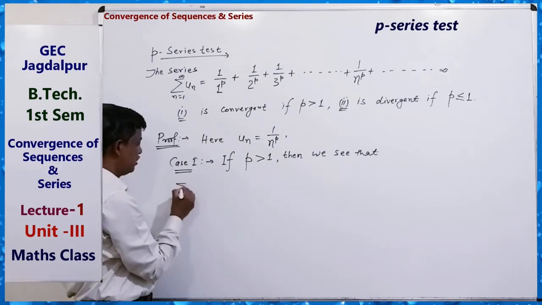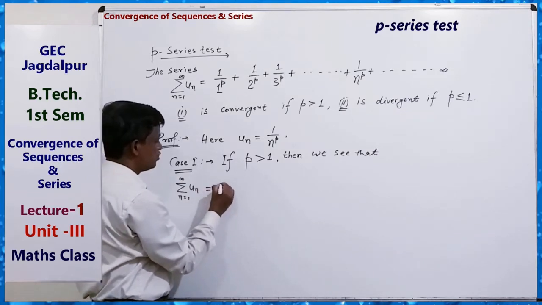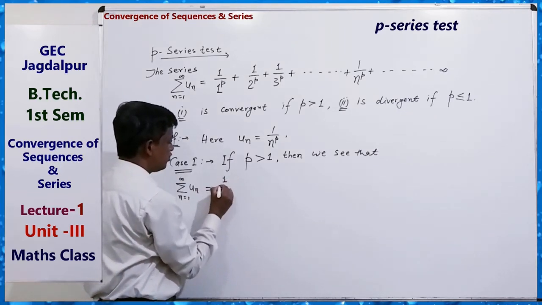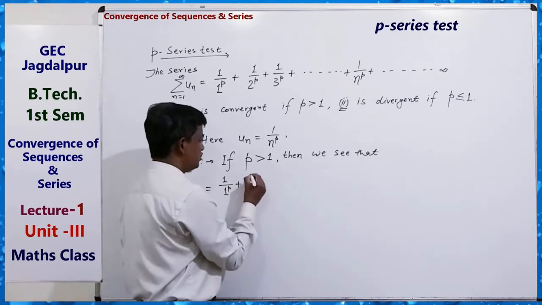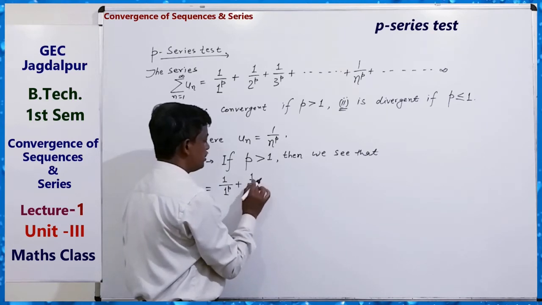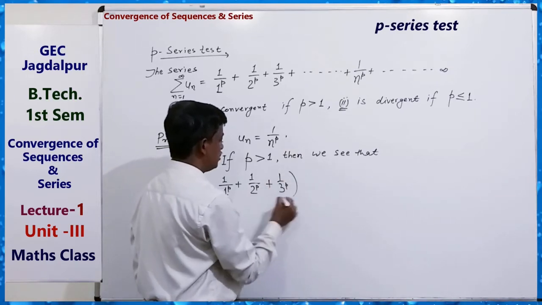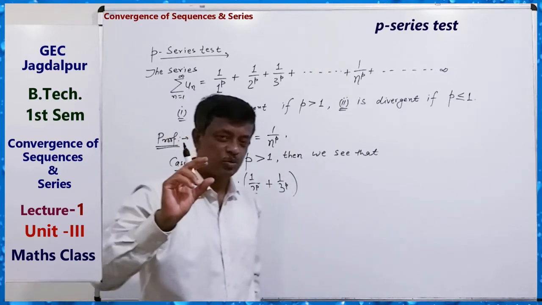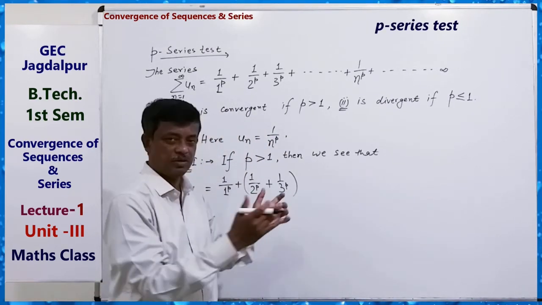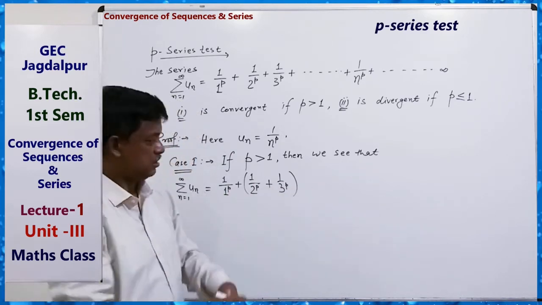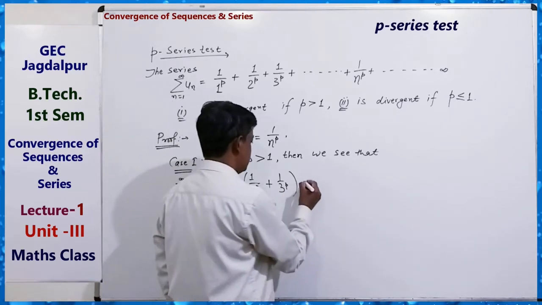Just take the series, n equals 1 to infinity, equals 1 upon 1 to the power p plus 1 upon 2 to the power p plus 1 upon 3 to the power p. Just make groups of elements: 2 elements, then 4 elements, then 8 elements. We want to see what the behavior of this series will be by grouping like this.